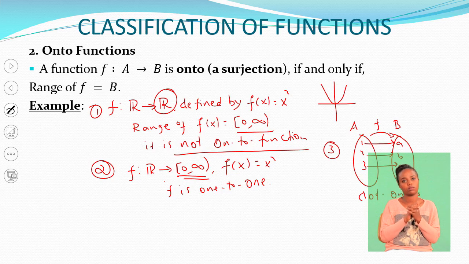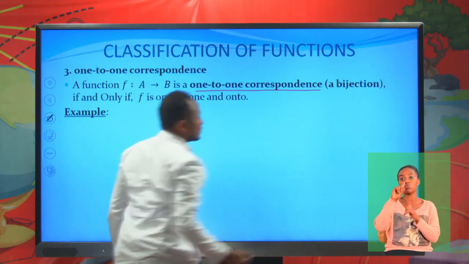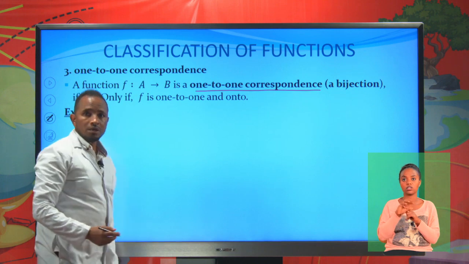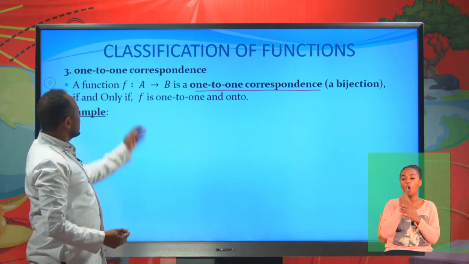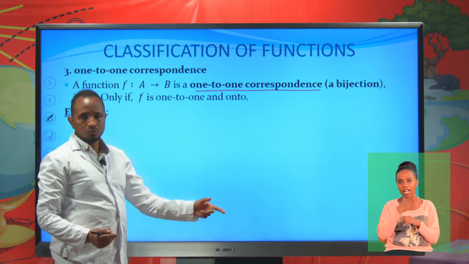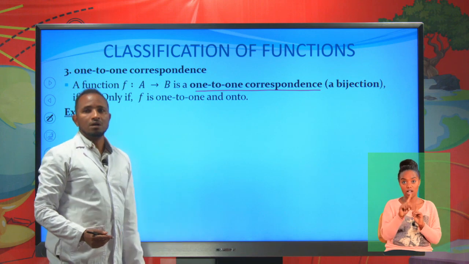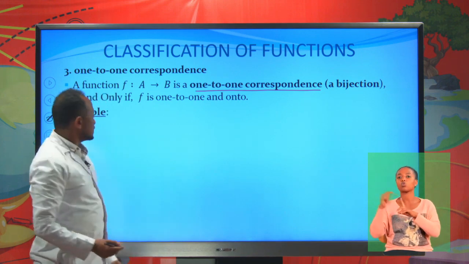So now let's continue to the other part: one-to-one correspondence. A function f from A to B is said to be a one-to-one correspondence, or a bijection, if and only if f is one-to-one and onto. It must satisfy both. If it is one-to-one and onto, in that case, the function is said to be a one-to-one correspondence.